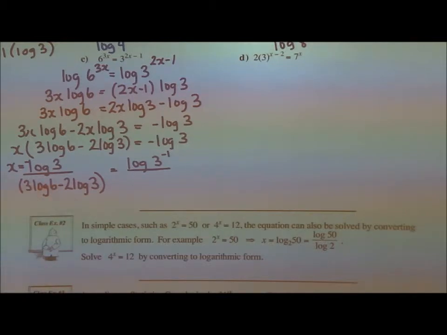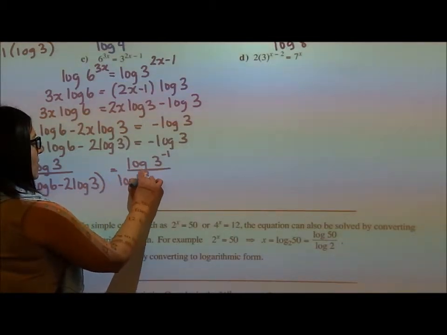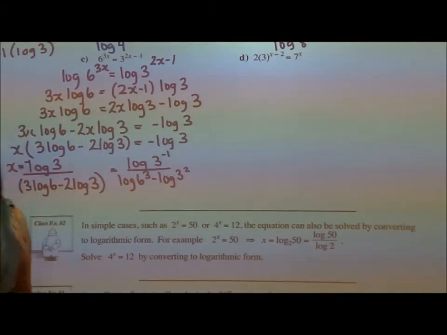What can I do with the 3 and the 2 on the bottom? Not subtract them. Where can I put the 3? I can put them into the power. So log 6 to the power of 3 minus log 3 squared.